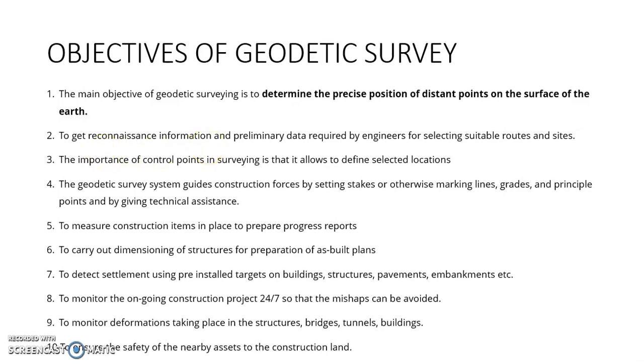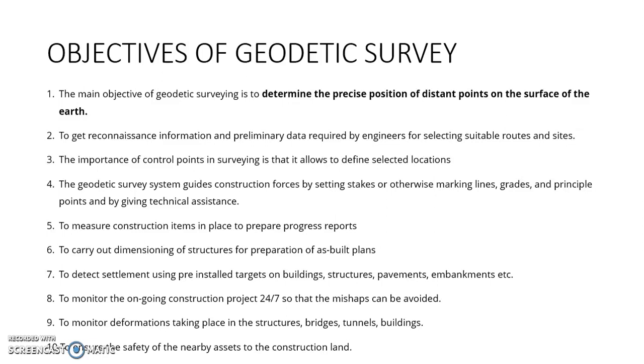Okay, that's called reconnaissance information and primary data required by engineers while selecting suitable routes and sites. The importance of control points in surveying is that it allows us to define the selected location. So basically, in the geodetic survey, we will be establishing the primary stations, which will actually be a guiding force for the secondary stations.